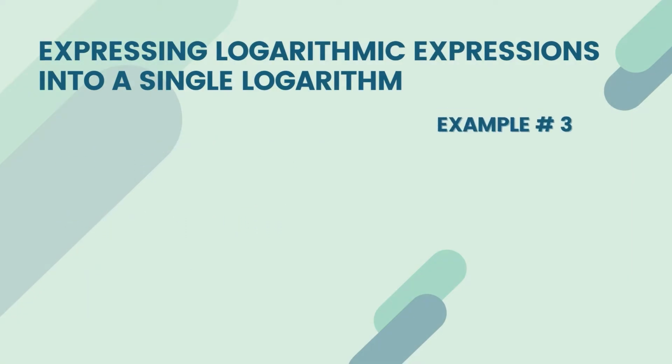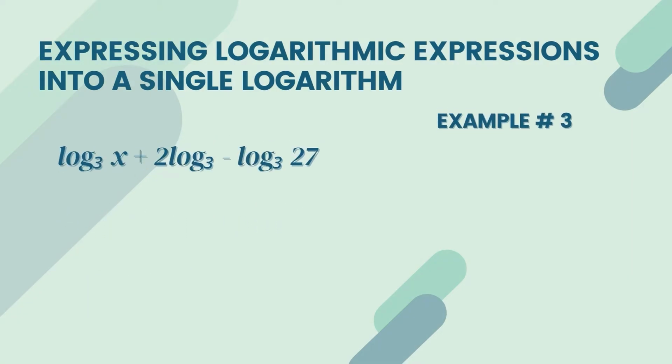Let's move on to the third example, which is log base 3 of x plus 2 log base 3 of x minus log base 3 of 27. We can rewrite this as log base 3 of x plus log base 3 of x squared minus log base 3 of 27. As you can see, we have two logarithms that are separated by addition. When we have two logarithms separated by addition, we can rewrite them as a product using one logarithm.